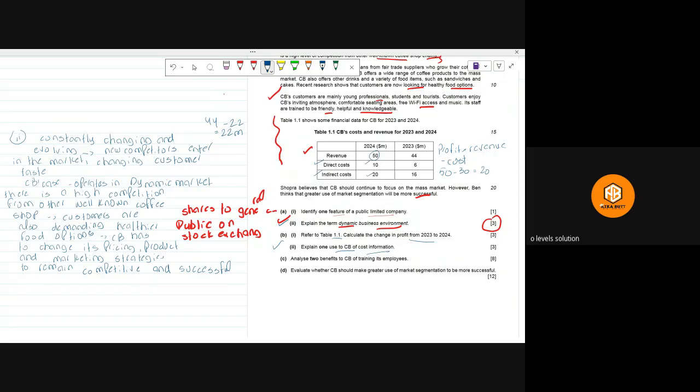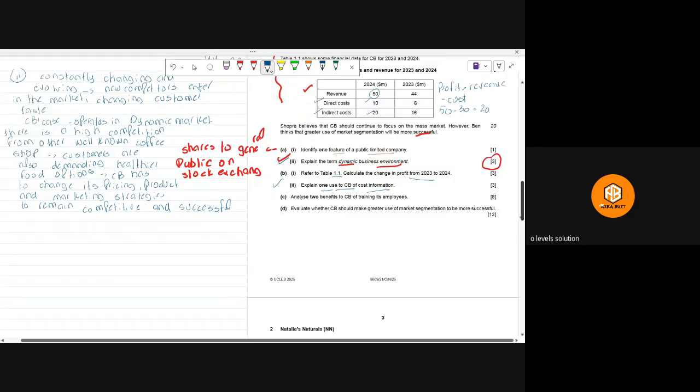They are saying explain one use to CB of cost information, like why the business needs cost information. This is a very popular question. This is popular in the P1 as well. First of all, why do we need the cost information? Why is it important to know what the cost of the business is?